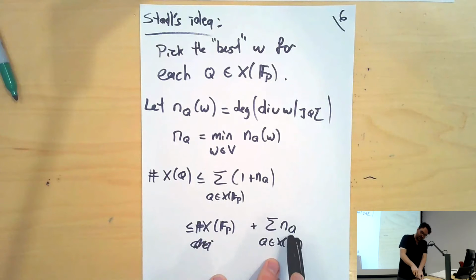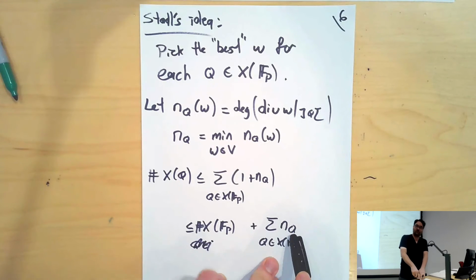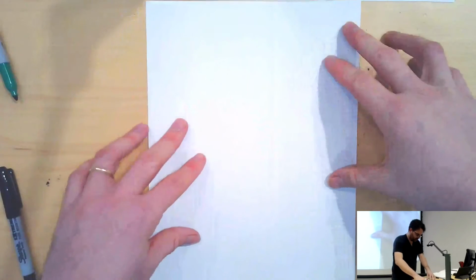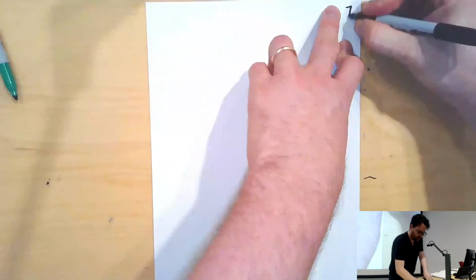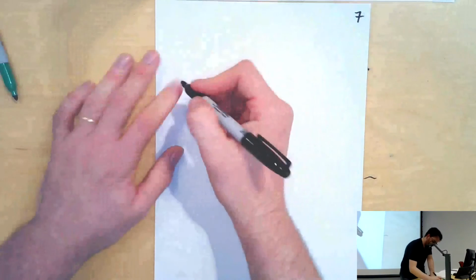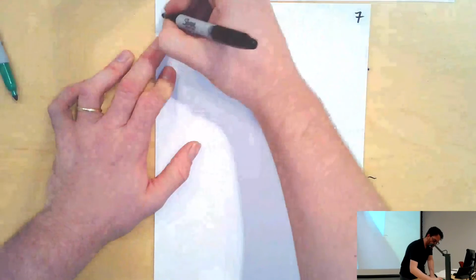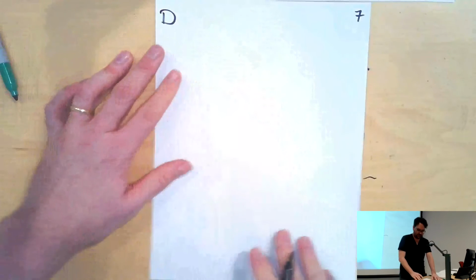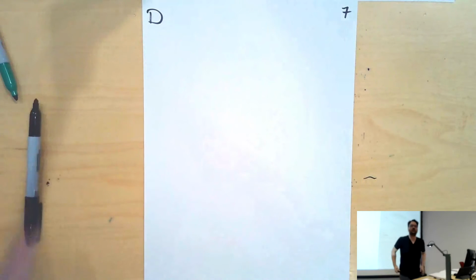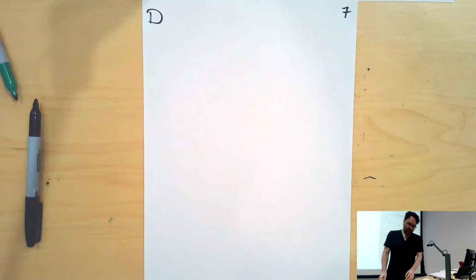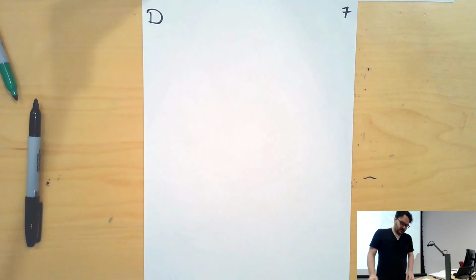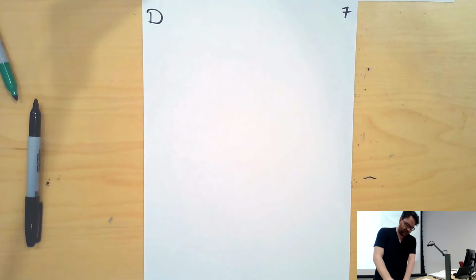Again, this is bounded above by 2g minus 2 from Riemann-Roch, but we can do better. And so Stoll introduced just the right amount of formalism. So let's turn this sum into, yes? Why should that sum still be bounded by 2g minus 2? Yeah, so Zev asks, why should this sum still be bounded by 2g minus 2 if we're varying omega?